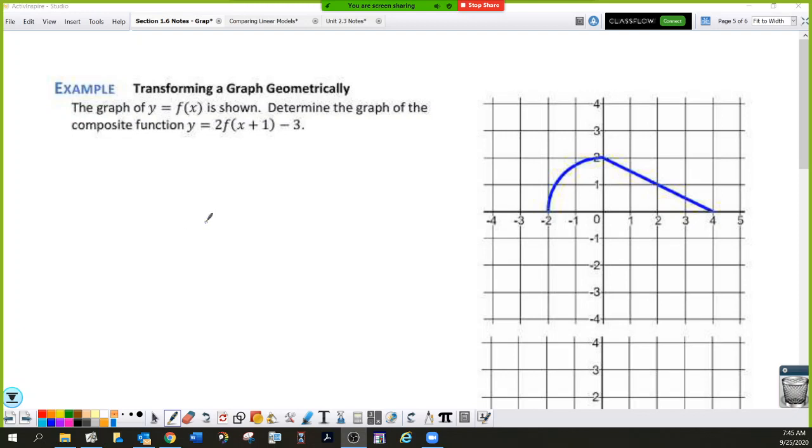We're going to finish up transformations today. What is this? Section 1.6c of the notes. Finishing up transformations today.